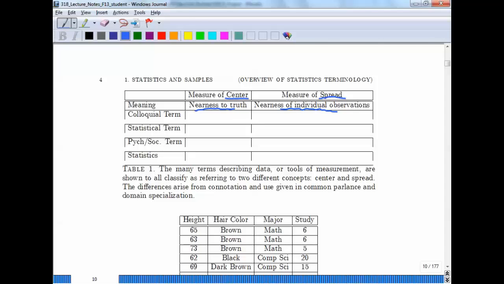Colloquially, if we're near center, we're referring to accuracy. And as far as spread, if we have little spread, we call that precision. Okay? From a statistical standpoint, we talk about measurement error and bias. So I'm going to put bias and then measurement error. And then as far as spread goes, we're talking about variability.